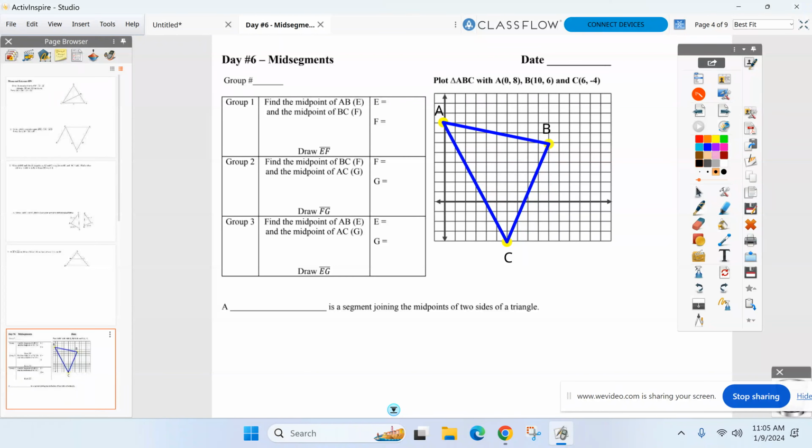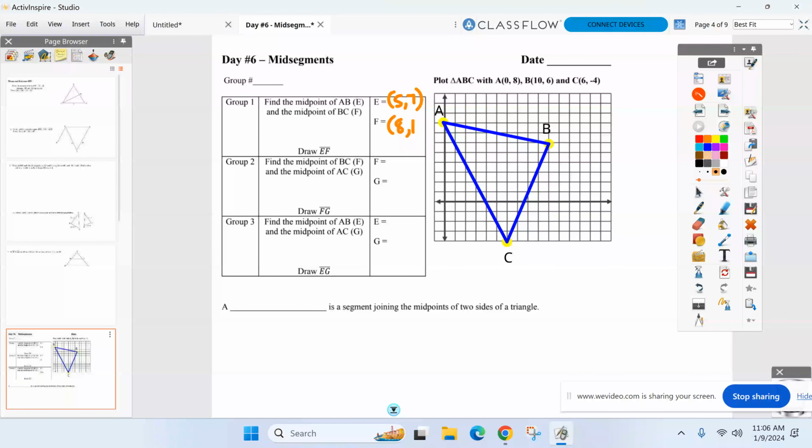Are we ready to report back here? Finish up your midpoints. All right, here we go. Excuse me. All right, group one. What do we have for point E? Group one, anybody? Spout it out. Group one. 5-7. Yep, we had 5-7 for point E. And point F? 8-1. Yep.